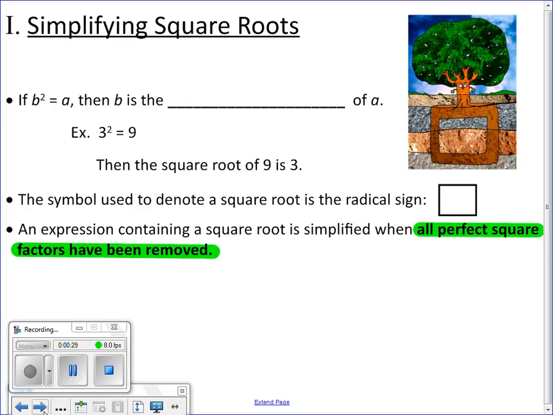All right, so if b squared equals a, then b is the blank of a. Square root. So for example, 3 squared equals 9, and the square root of 9 is 3. Do you know what the symbol looks like for square root? It's kind of like a little check mark with a little line over the top. That's referred to as a radical. So if you hear me say radical, I'm not living in the 80s. Everything's radical and gnarly. But that's what that thing is called.